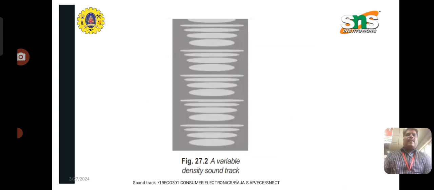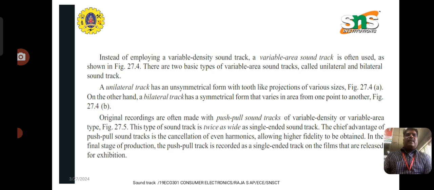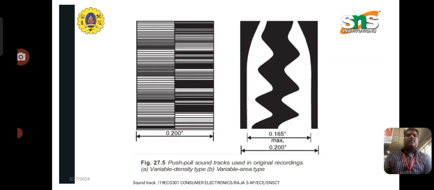So this is the available variable soundtrack, where depending upon the size, the sound intensity may be varied. Instead of employing a variable density soundtrack, a variable area soundtrack is often used. There are two basic types of variable area soundtracks available: one is unilateral and the other is bilateral. The left-hand side figure shows the push-pull soundtrack and the right-hand side figure shows the variable area type soundtrack.